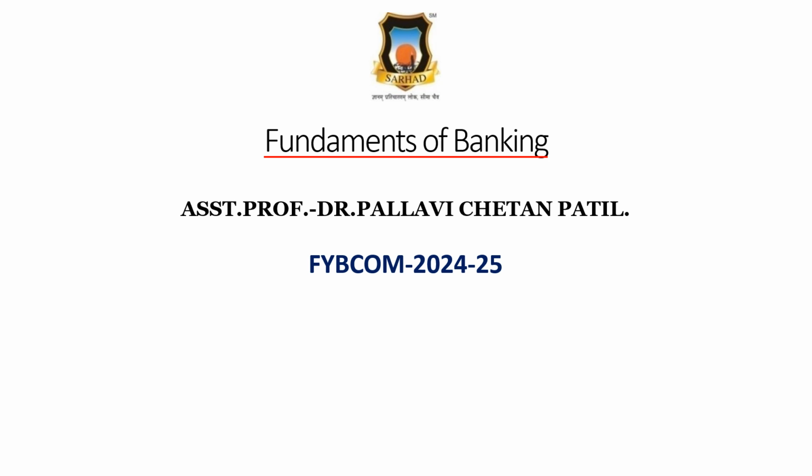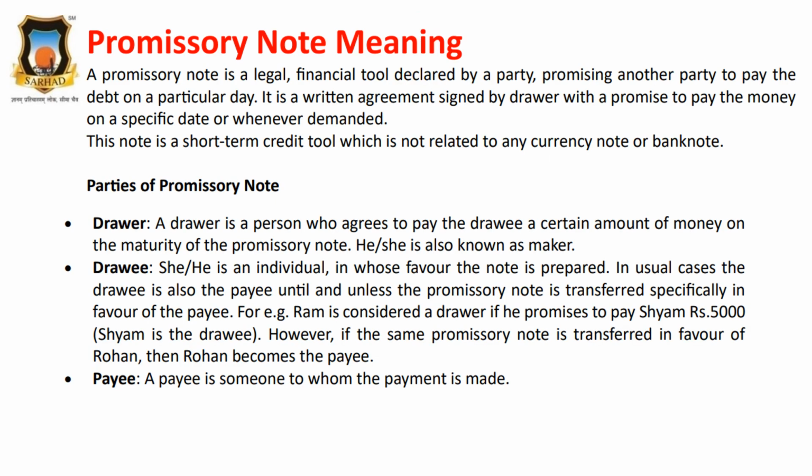Under this subject, we understand a very important point, that is the promissory note. What is the meaning of promissory note? Let's see. It comes under the negotiable instrument. Under the negotiable instrument, there are three types: first, promissory note; second, bills of exchange; and the third one is bank check. So in this video, we try to understand what the promissory note is.